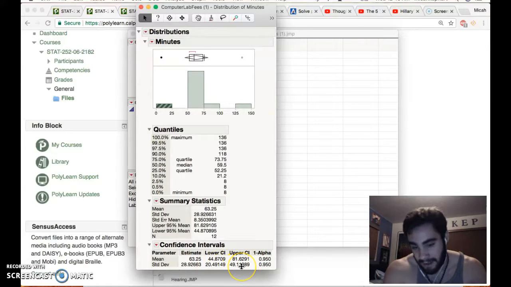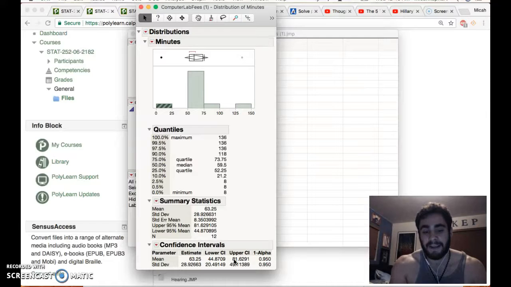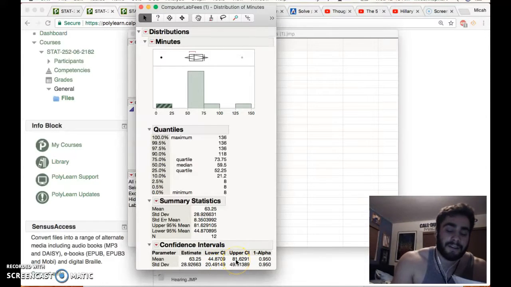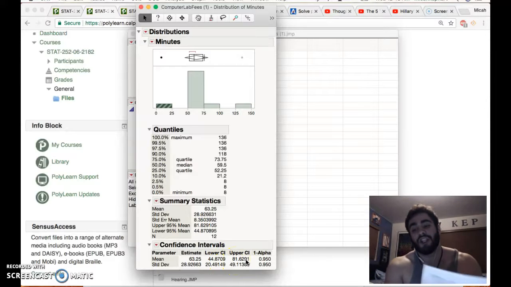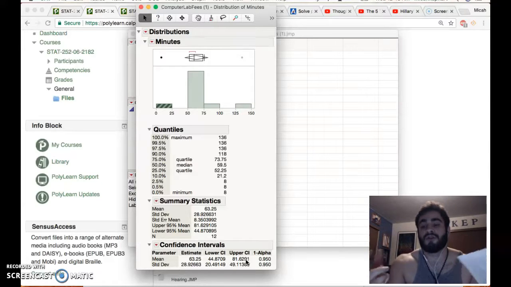That would give you everything wrong that you don't want. So you're going to be in the mean row, looking at the lower confidence interval and the upper confidence interval. And the 95% confidence interval with the outliers still left in is going to be 44.87 to 81.62. That answers your confidence interval for the true mean with your outliers in.